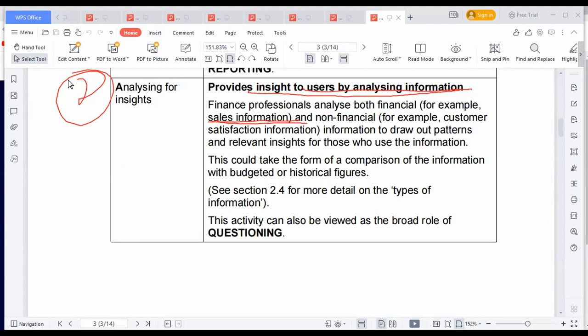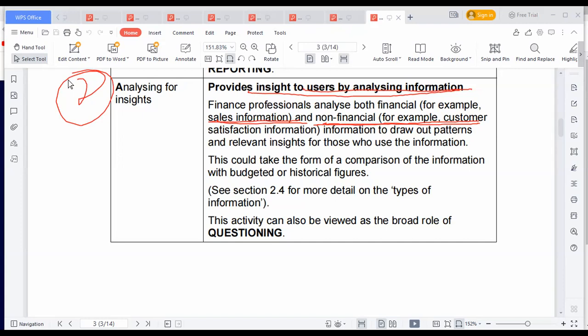And then we also look at analyzing information from a non-financial perspective. From a non-financial perspective, we can look at, for example, customer satisfaction. Customer satisfaction is analyzing the company's information from a non-financial point of view. Quality, if you analyze it in terms of quality, is non-financial, right? Customer satisfaction, quality, the level of innovation, it is non-financial. So that is analyzing information into both financial and non-financial, all right?